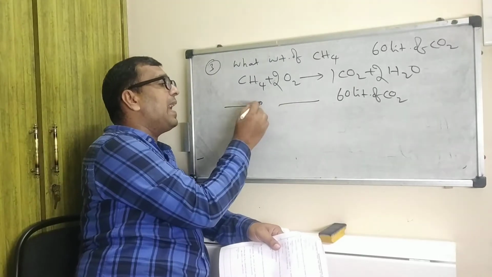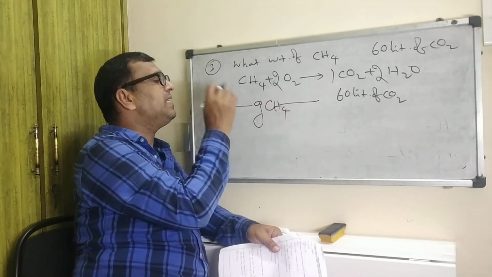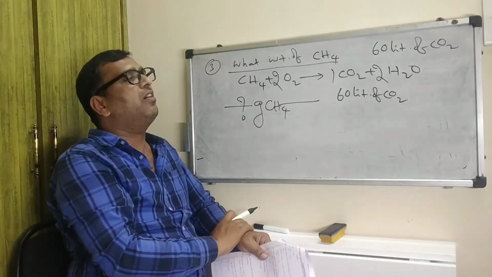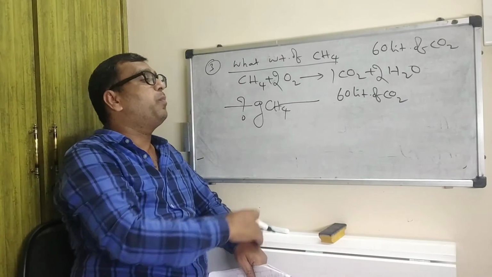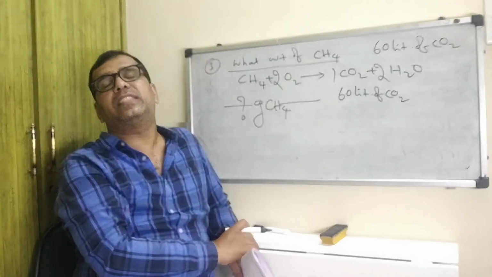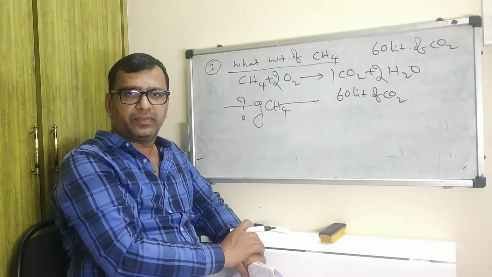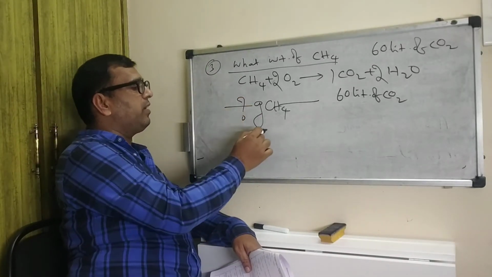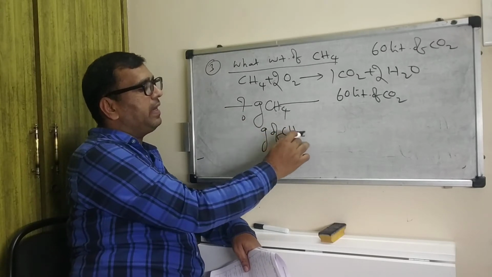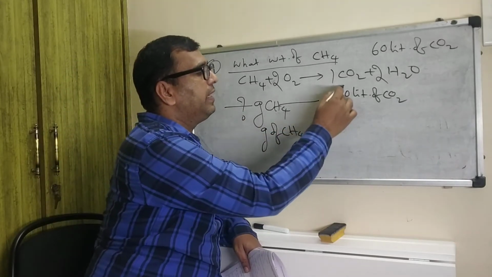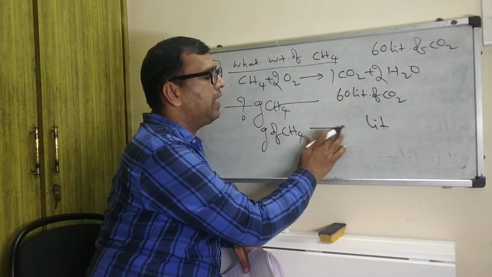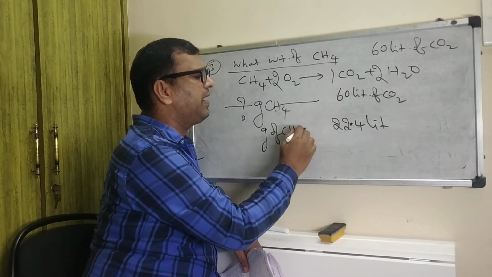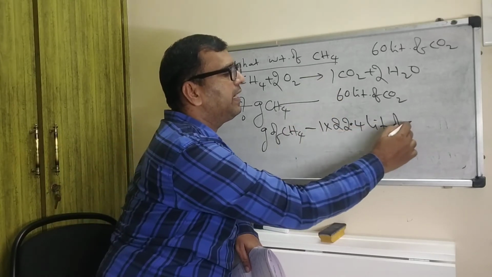So how many grams of methane is required? It is asking what weight of methane will produce this much liters of carbon dioxide. How do you have to do it? Then I will explain here. So here first you calculate grams of methane equals this much liters. Liters means what, beta? 22.4. This is a constant value. So that is why 1 into this much liters of carbon dioxide.